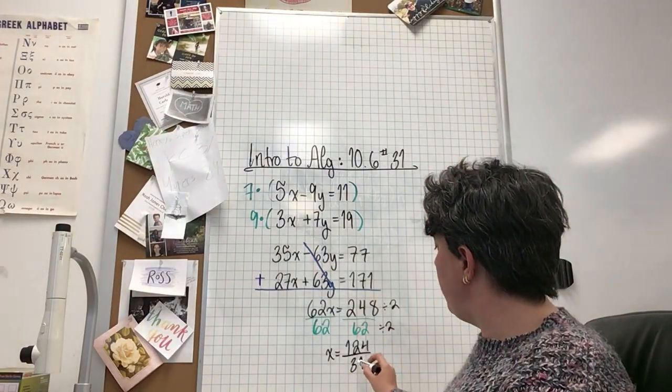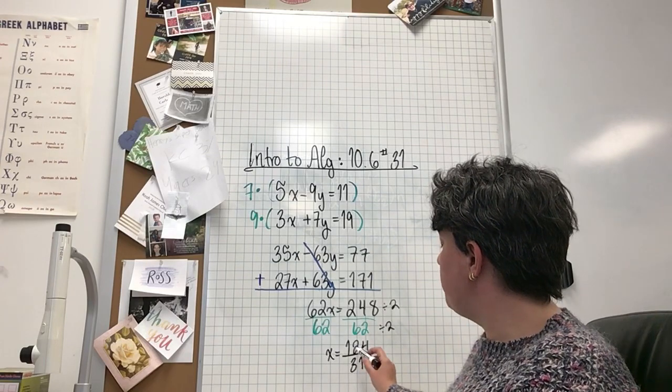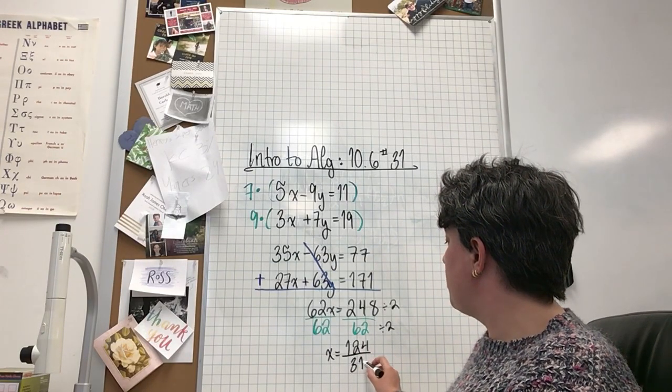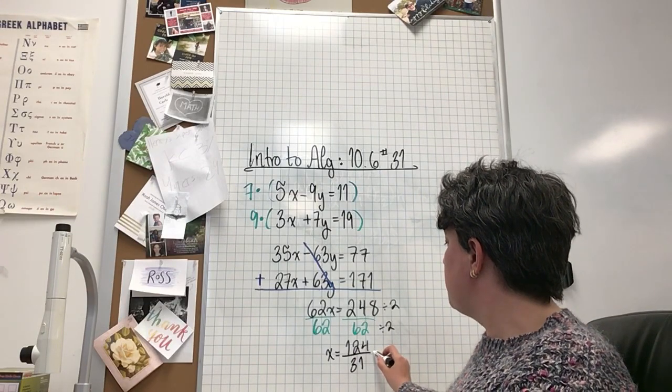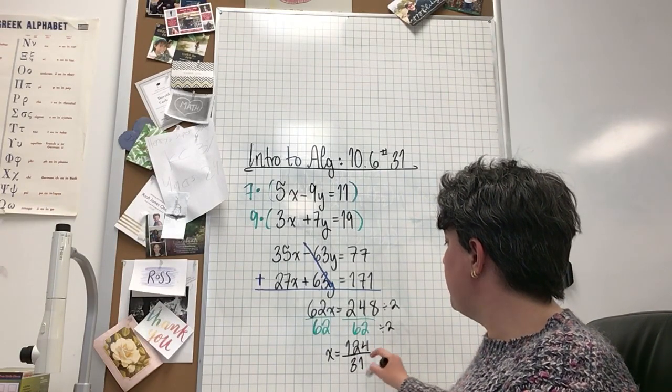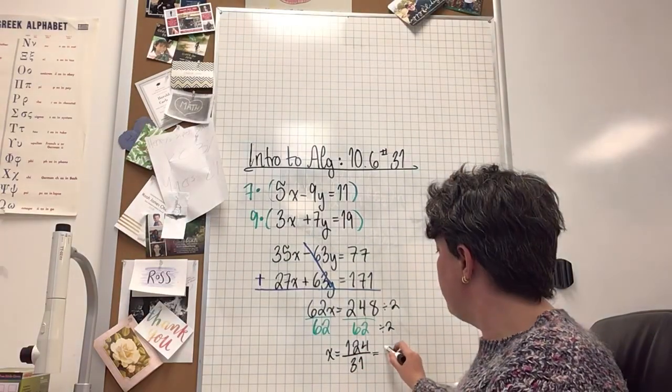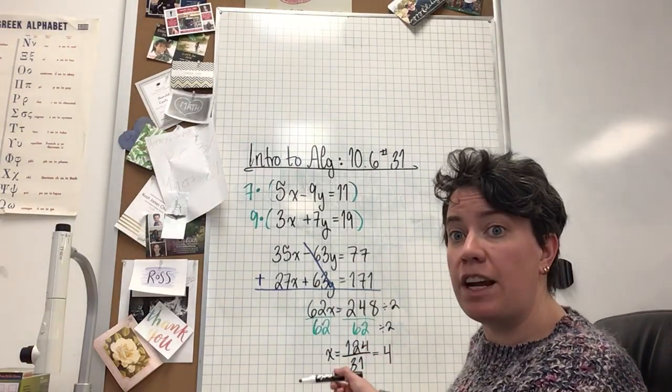These are nice because you can just divide each digit. And then I notice, 3 times 4 is 12, 1 times 4 is 4. So with a little bit of deductive reasoning, 124 over 31 is 4. So that's our x value.